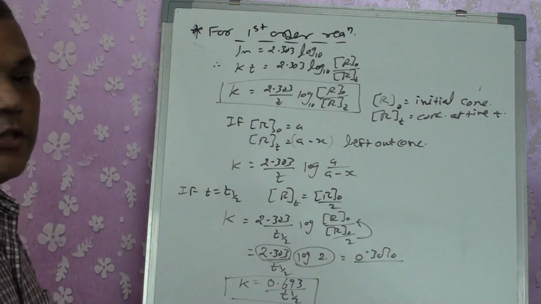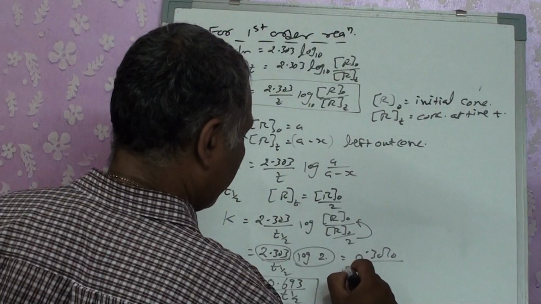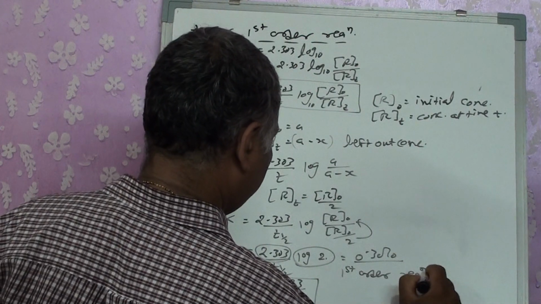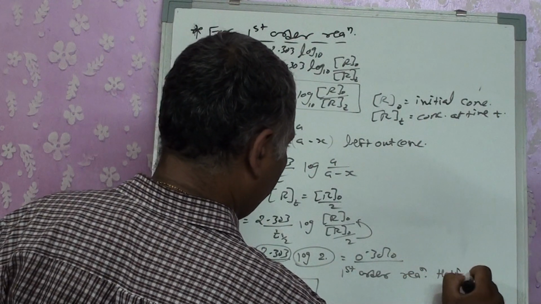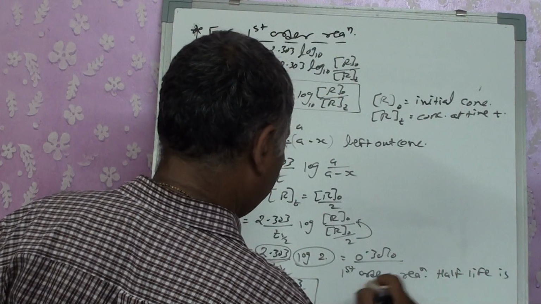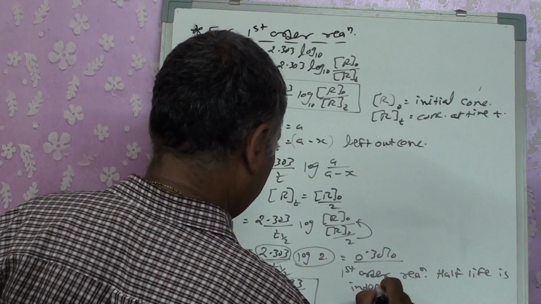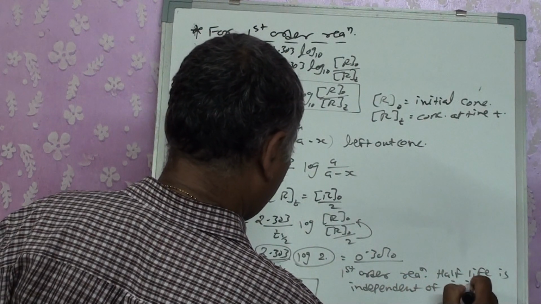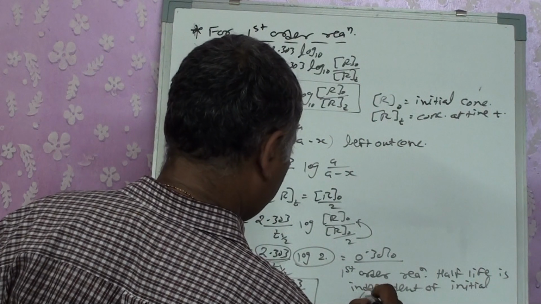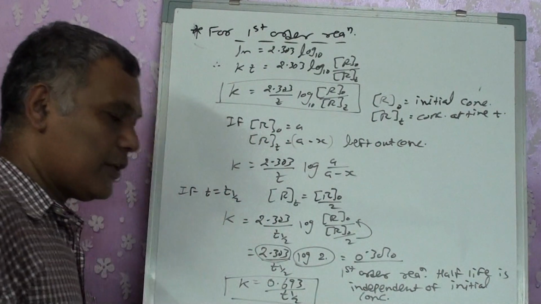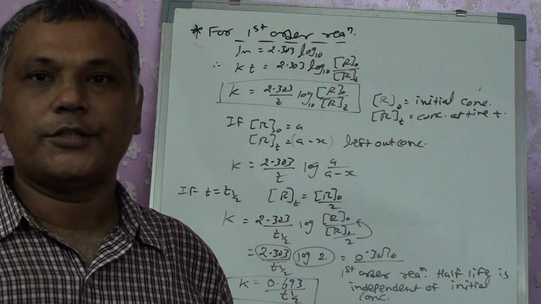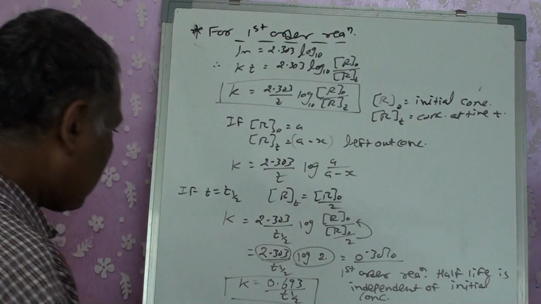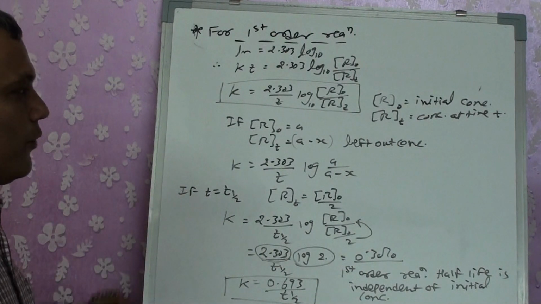So this reaction shows that for a first order reaction, half-life is independent of initial concentration. Half-life does not depend on the concentration of the reactant. It's independent of the initial concentration. Right? So this is for the half-life.